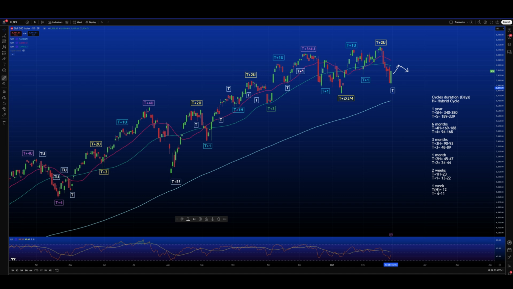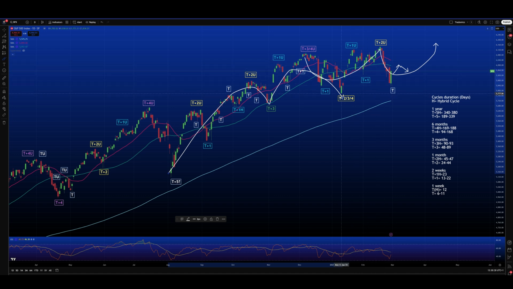Now the thing is that if this is a T plus 3, T plus 4, here we have not reached yet the total duration of a T plus 3, because we have 47 bars. Therefore, what we can say is a T plus 2 hybrid cycle and another T plus 2, and a return back to the absolute tops. In the meantime, here we have the first T plus 3, the second T plus 3, and this because we have already a monthly cycle that is higher compared to this low. Here we have another T plus 3.